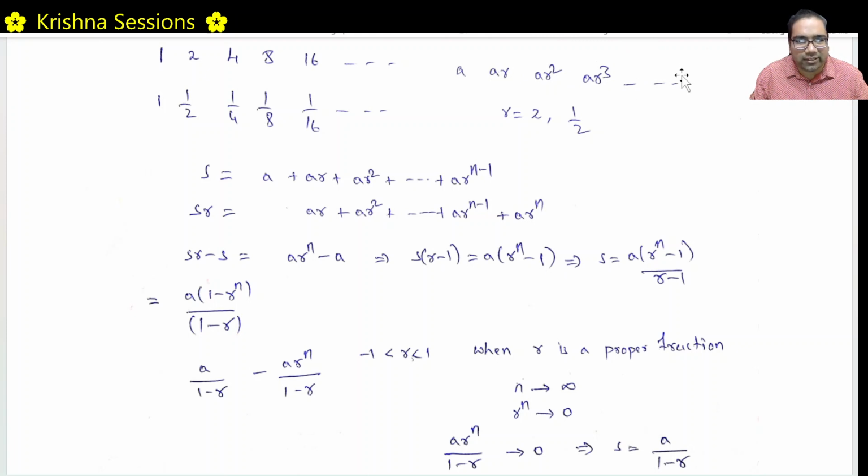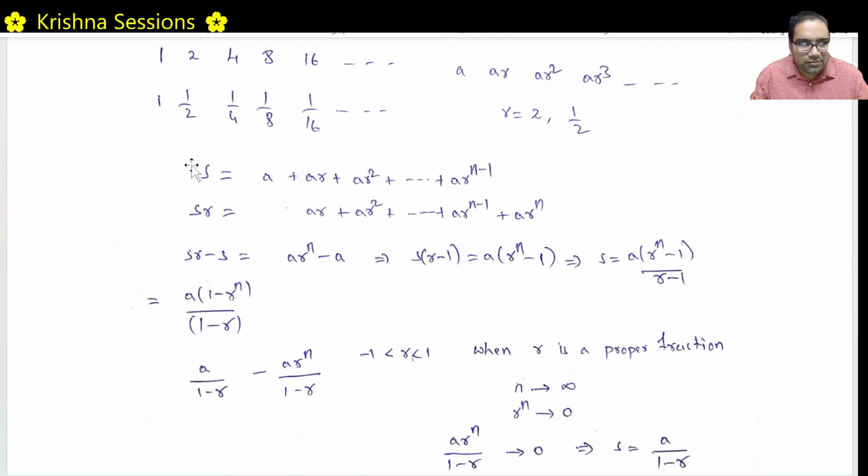Let's take n terms. The nth term would be a into r power n minus 1. The fourth term is ar cube: 1, 2, 3, 4. Similarly, the nth term is a into r power n minus 1. This is for n terms: a plus ar plus ar square plus whatever, up to ar power n minus 1.